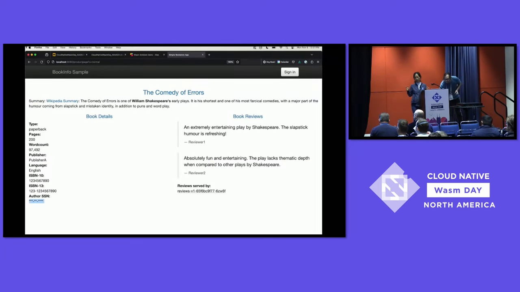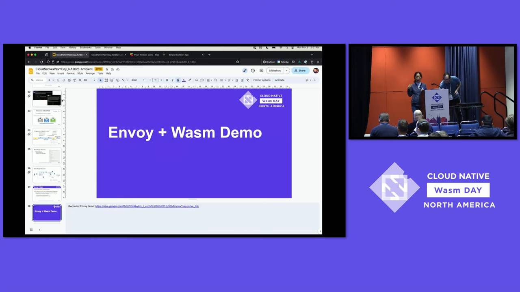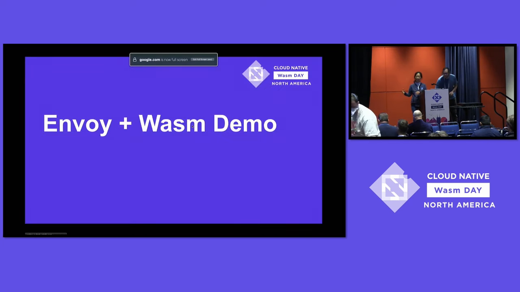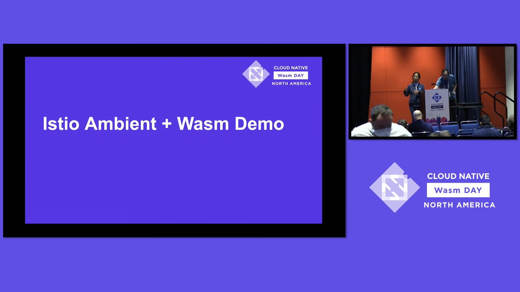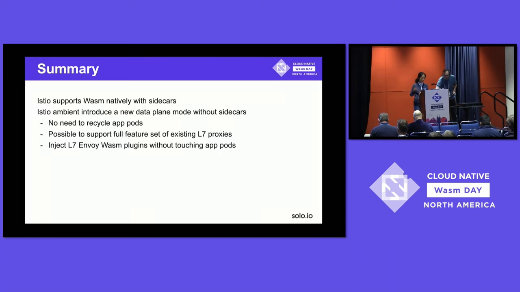If you just come to Istio Ambient, you need layer 4 functionality, you need mutual TLS, you need encryption, you need FIPS compliance. You don't need to deploy waypoint. However, since we're at Wasm Day, if you need layer 7 processing, you could optionally deploy that. So that's super cool. To summarize, Istio supports Wasm natively with sidecar today.